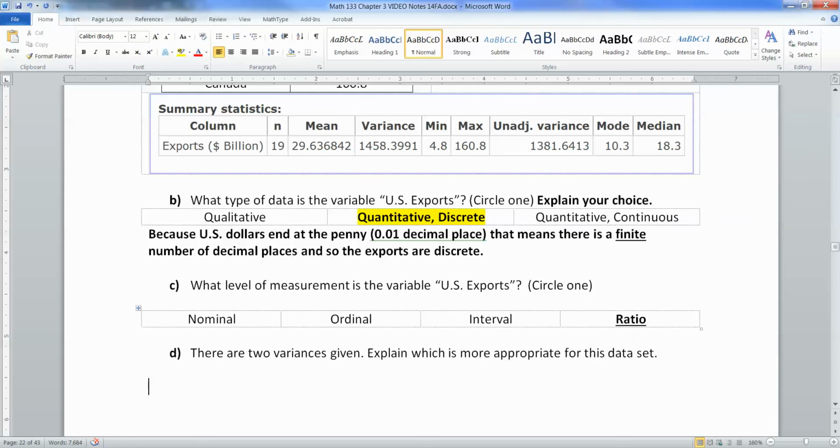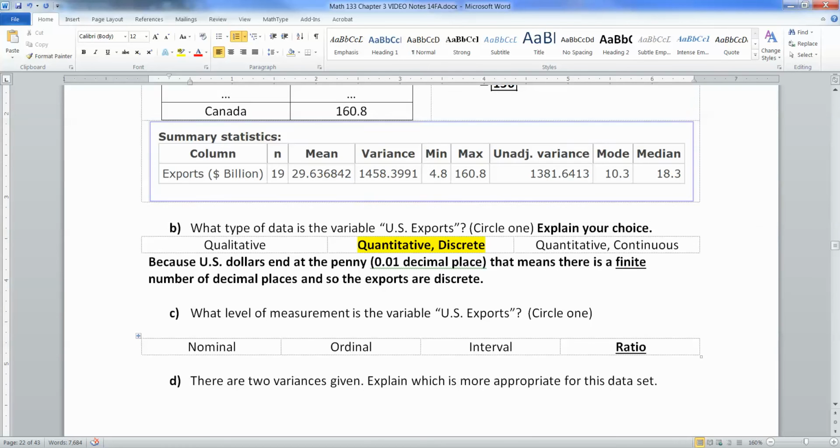All right, now there are 2 variances given. Where are they? There's the variance right here, and there's the unadjusted variance. Which is the more appropriate for this data set? Let me circle those one second so that makes it a little bit clearer. There we go. I circled them in orange so you can see them a little bit better. So here's the variance and here's the unadjusted variance.